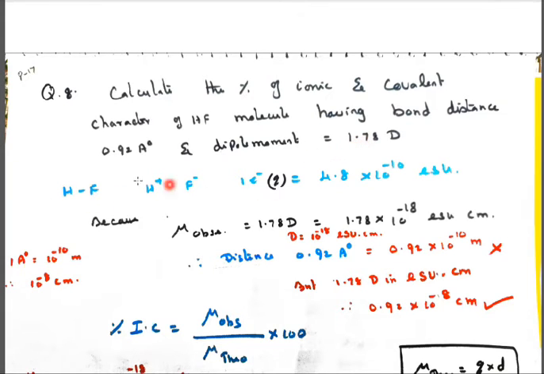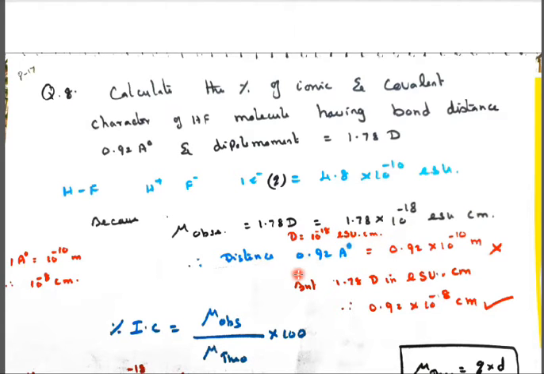In HF, H plus and F minus, the charge of the electron is 4.8 into 10 to the power of minus 10 electrostatic unit, ESU. The mu observed value is 1.78 D, that is 1.78 into 10 to the power of minus 18 ESU centimeter. So 1 D value is 10 to the power of minus 18 ESU centimeter.